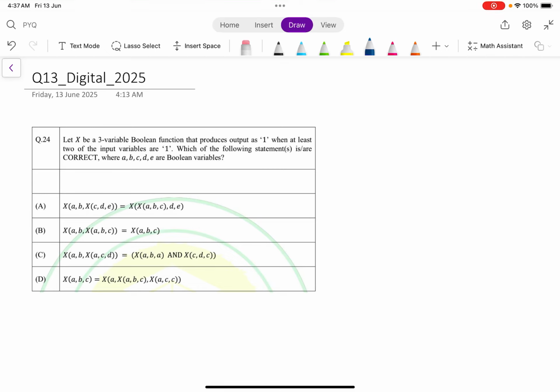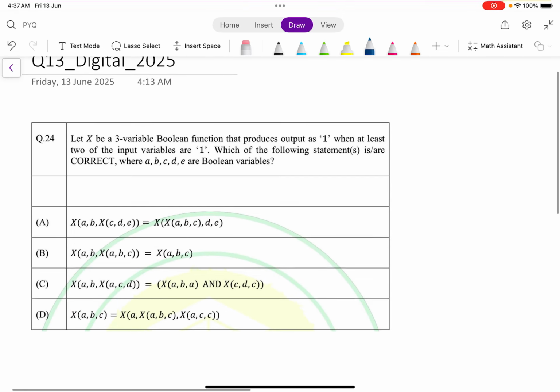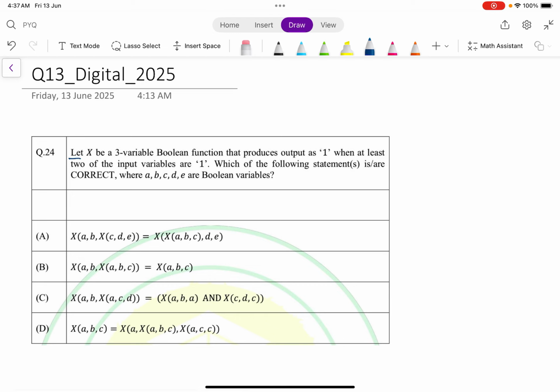Hey everyone, let's start with question number 13, Digital Electronics, asked in the GATE examination 2025, Computer Science and Engineering branch, set 1. The question says, let X be a three variable Boolean function that produces output as 1 when at least two of the input variables are 1. Which of the following statements is or are correct, where A, B, C, D are the Boolean variables?